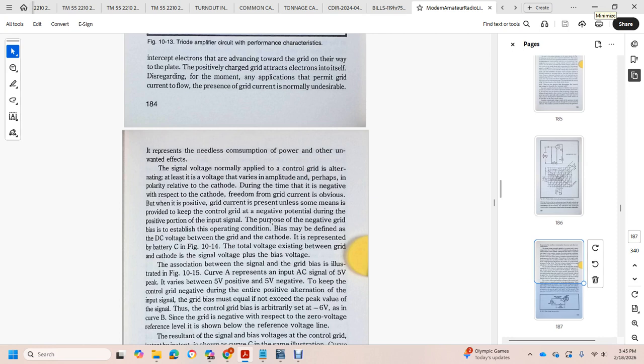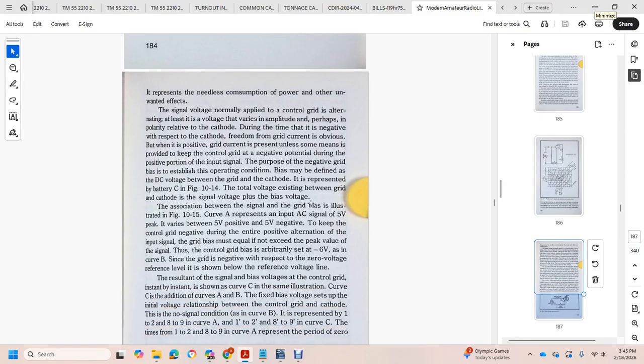It is represented by battery C in figure 10.14. The total voltage existing between the grid and cathode is the signal voltage plus the bias voltage. For illustration, figure 10.15 represents an input AC voltage of 5 volts peak that varies between 5 positive and 5 negative. To keep the control grid negative during the entire positive alternation of the input signal, the grid bias must be equal to or exceed the peak value of the input. The control grid bias is arbitrarily set to negative 6 volts.